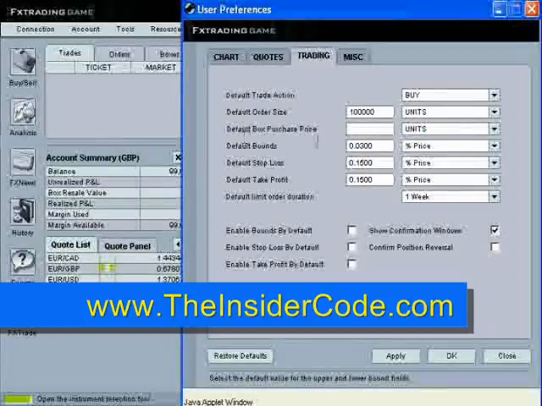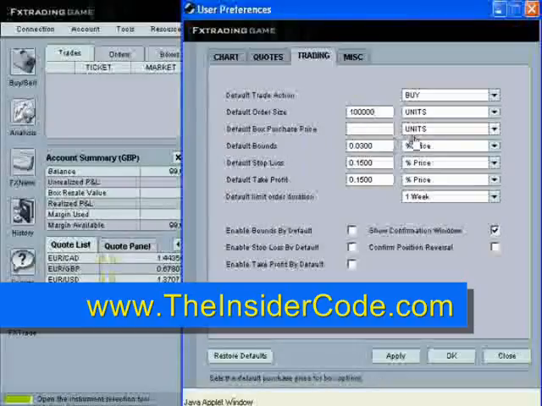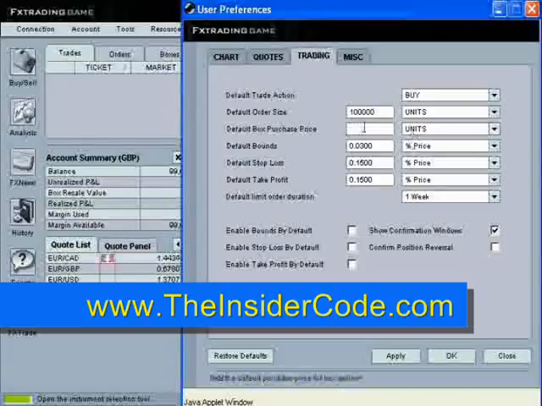The box purchase size, I'll leave that basically blank, just so I don't confuse you with box prices right now. And the default bounds. This is something very interesting with Oanda. Let me go ahead and close this out.